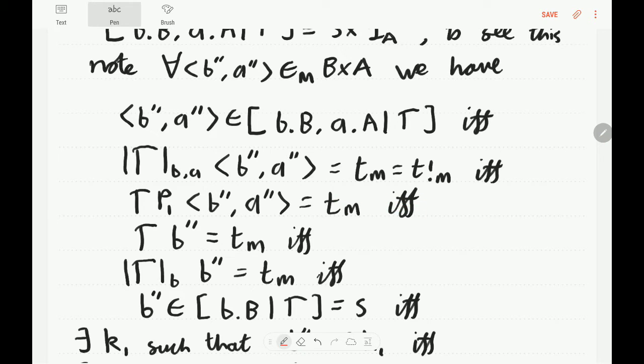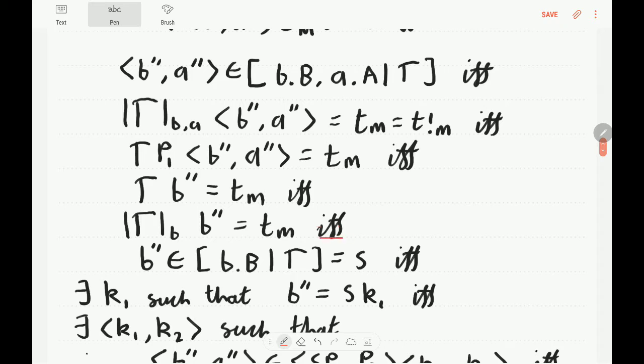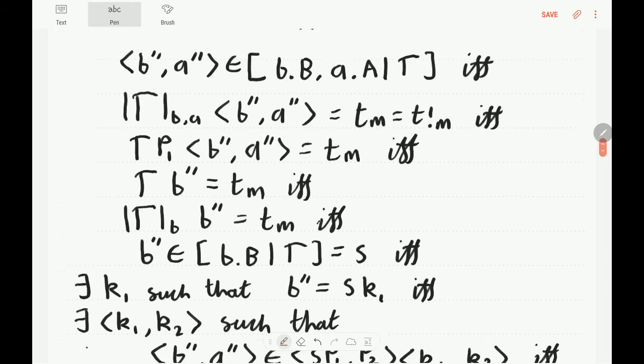And that happens if and only if gamma of B double dash is true. And that happens if and only if the interpretation of gamma over B of B double dash is true. And that happens if and only if B double dash is in the extension of gamma just over the B's. And we know that that's equal to S. That's what we defined S to be.